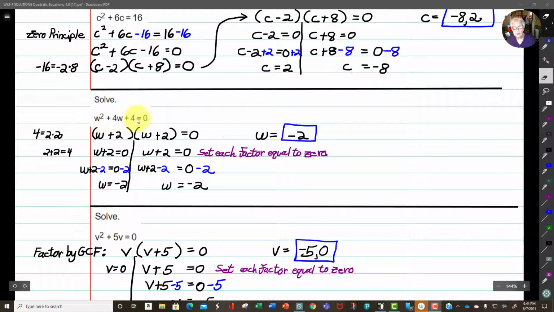Here's another quadratic trinomial that's already set equal to 0. I factor 4 into 2 times 2. That gives me w plus 2 times w plus 2. I set each factor equal to 0, and unsurprisingly, when I solve each factor for the variable, I get the same answer on both sides. So negative 2 is the answer, also called the solution.